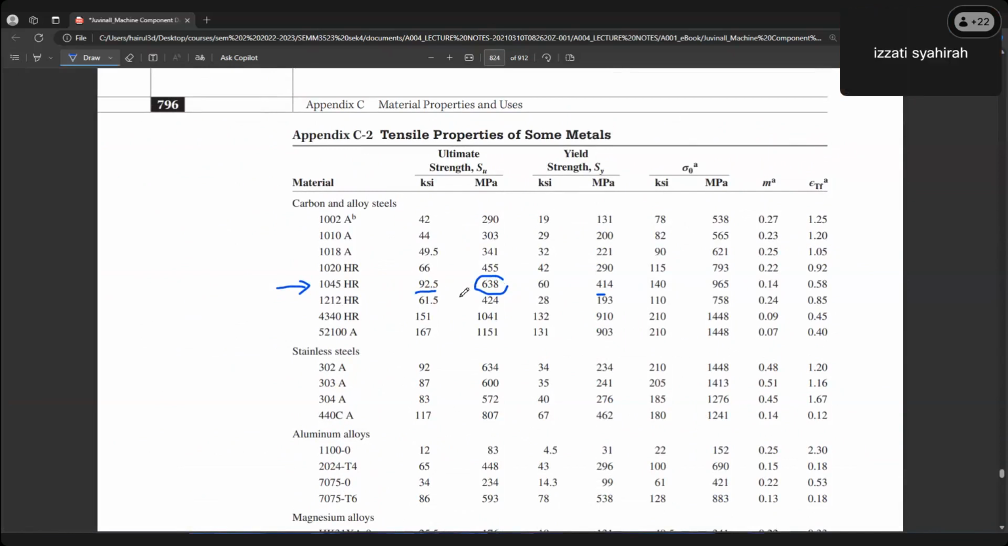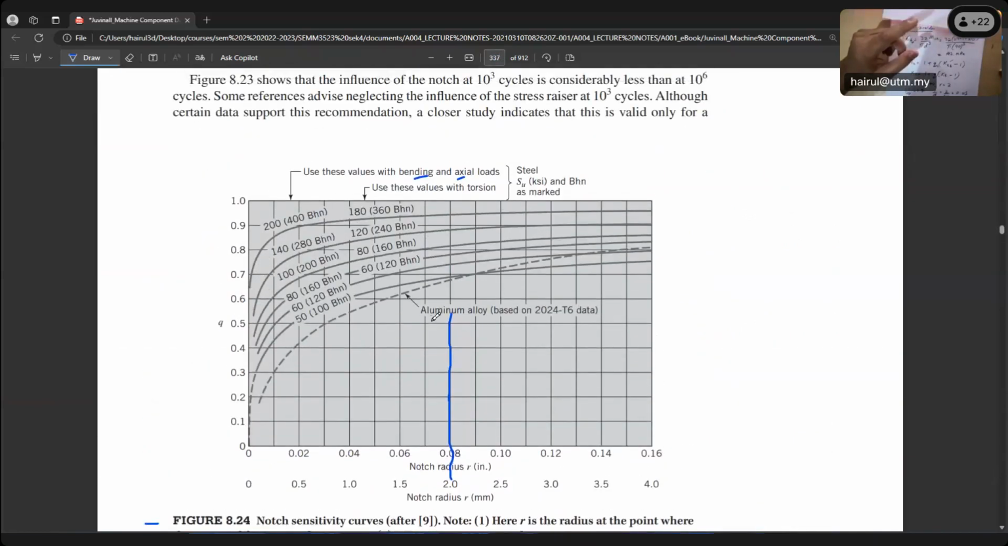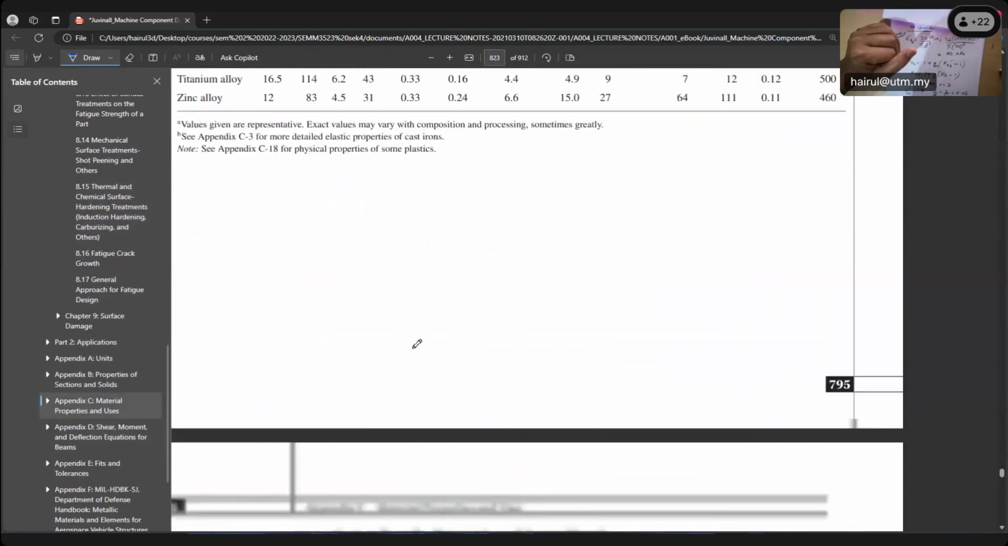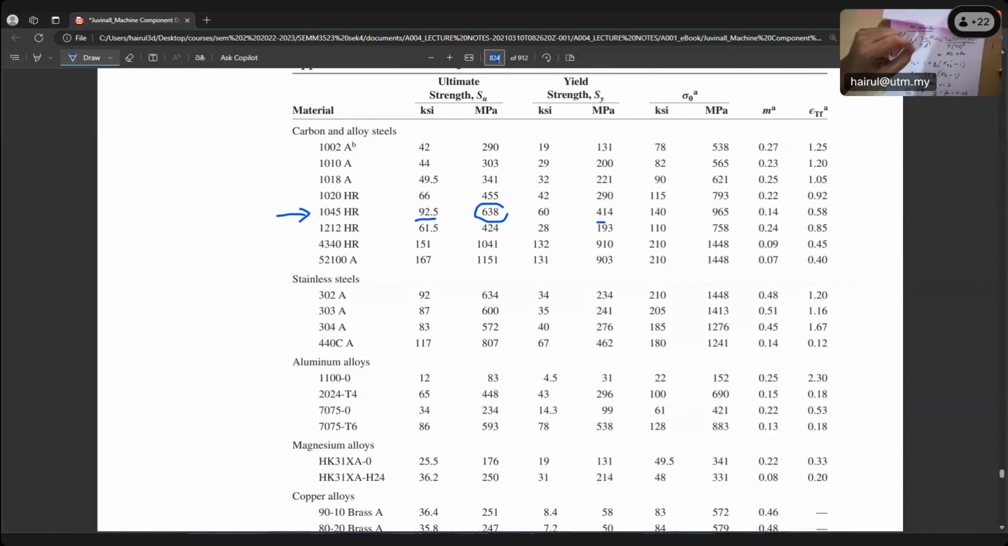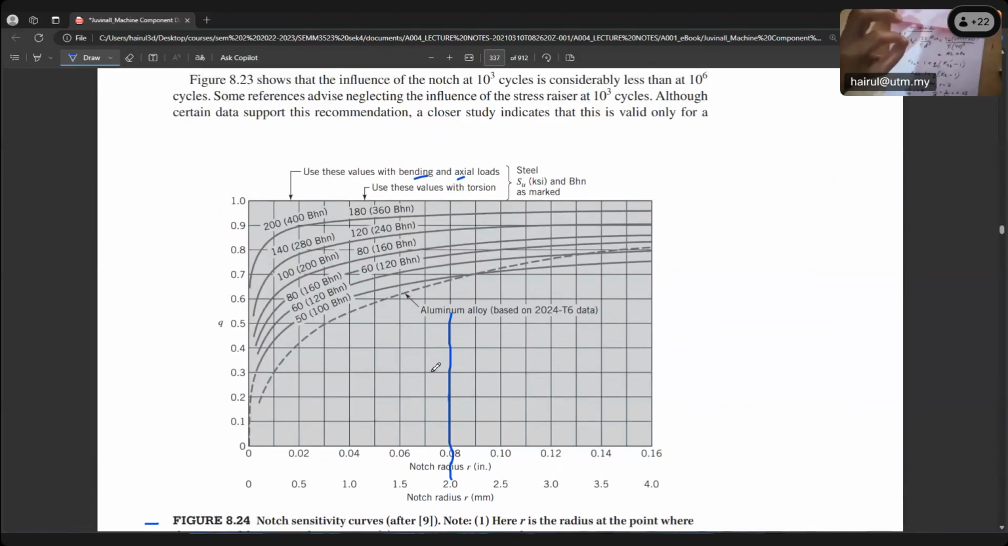Class. Just take this one to get your value of Q. What page was it? 337. Go back to this one. What was the value? I forgot. Okay, 92.5, right? Your SUT is 92.5. Go back to the one from earlier, 337. You graph here again. Okay, 92.5 KSI. Where is it? Can you see, guys?